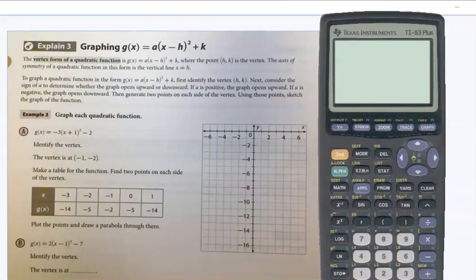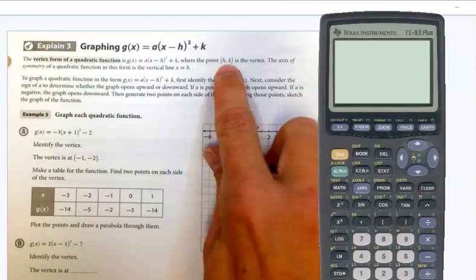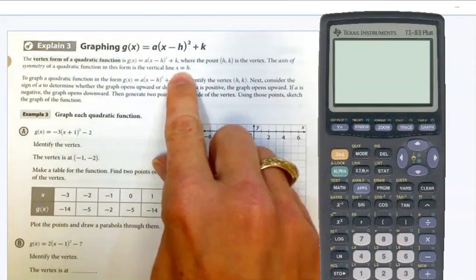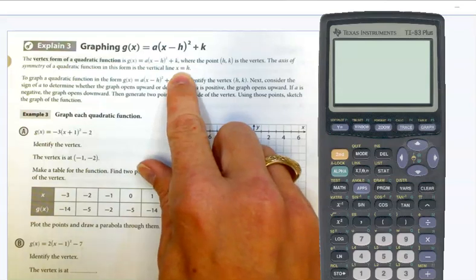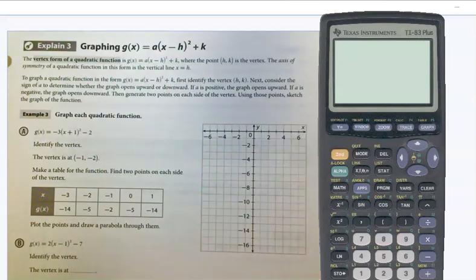So the vertex form of a quadratic function can be advantageous because you can immediately see what the vertex is and the axis of symmetry, okay? And now we can do a variety of transformations all at once.